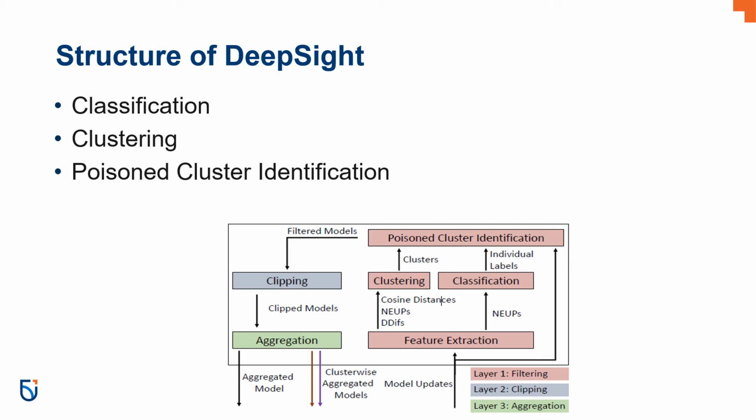The third step is poisonous cluster identification, which is the last filtering step, where the labeling and clustering are combined to discriminate the clusters containing poisonous models, and finally to decide which model updates to move forward with.